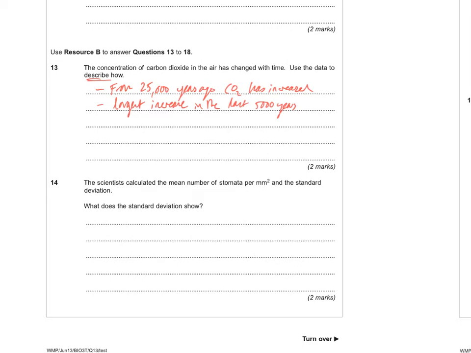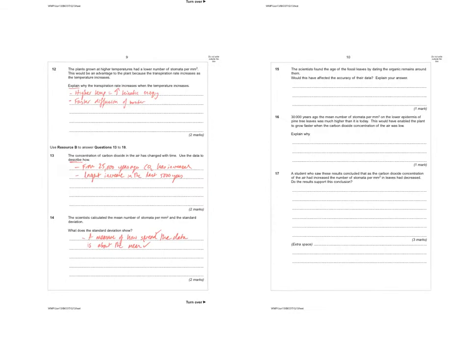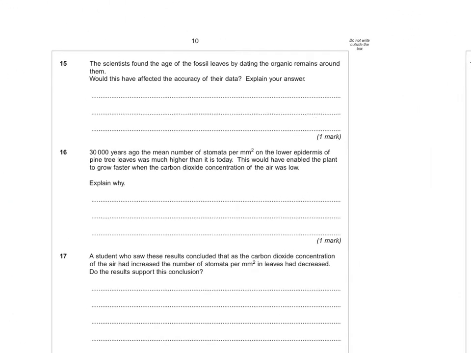Anyway, the scientists calculated the mean number of stomata per millimetre squared and the standard deviation. What does standard deviation show? Again, this is bookwork. Define it. It's a measure of how spread the data is about the mean. Spread of data, 1 mark. About the mean, 2 marks. Again, learn your definitions of standard deviation. You don't need to say that one standard deviation equals 67% of the population, whatever it is.